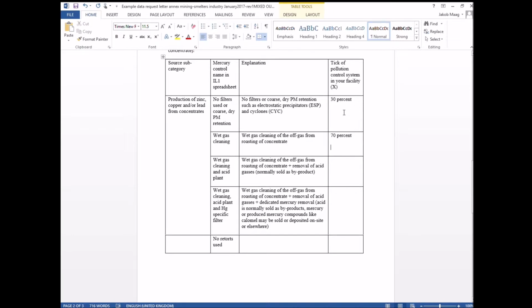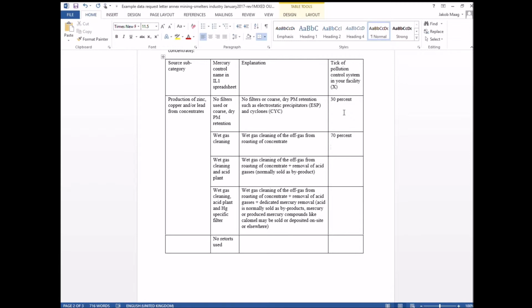Okay, so when they return this, and let's hope that all the facilities in your country of this type of copper production return this information, you can then transfer this information into your spreadsheet.